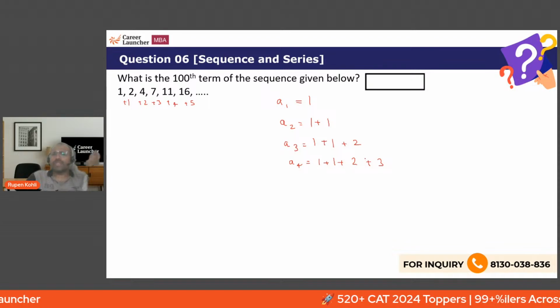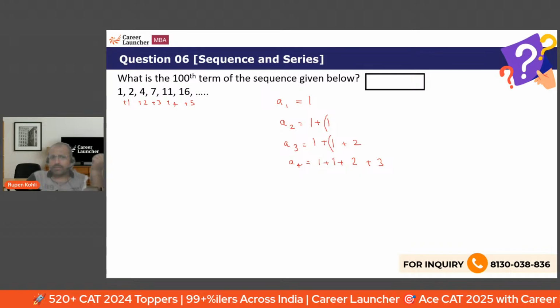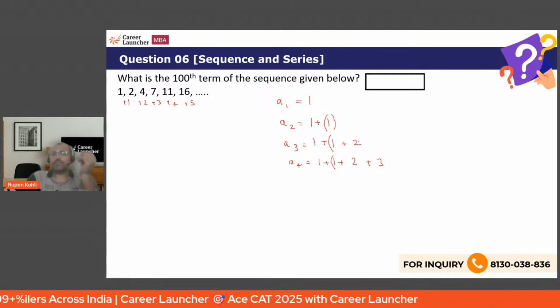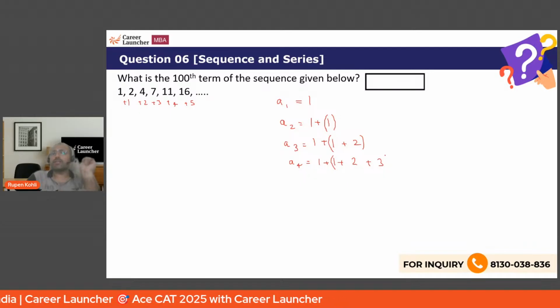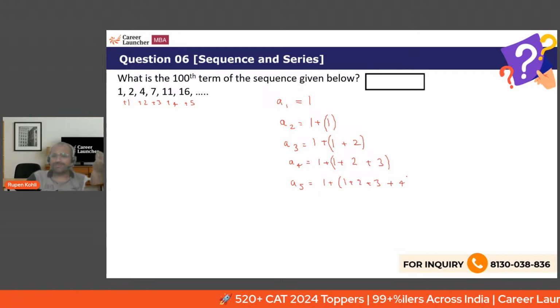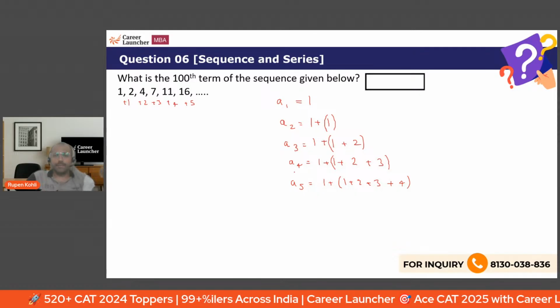I'm trying to show you what's happening basically. You think of it as addition of the consecutive natural numbers. Look at this. 1 plus 1, 1 plus 1 plus 2, 1 plus 1 plus 2 plus 3. What will be A5? 1 plus 1 plus 2 plus 3, the fourth term, plus 4. So I hope the pattern is very clear by now what is happening.